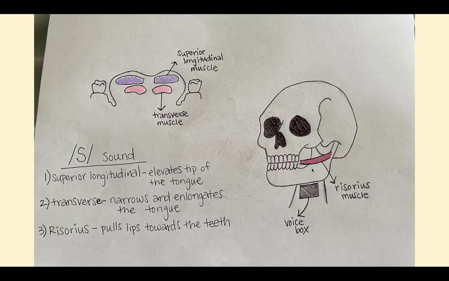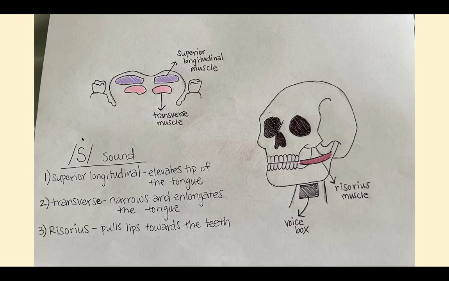And then lastly, on this skull picture, this is not a tongue muscle like the others, it's a facial muscle, but it is called the risorius. And its responsibility is to pull the lips towards the teeth. Kind of like when we smile, that risorius muscle is being used. Your lips flatten against your teeth.